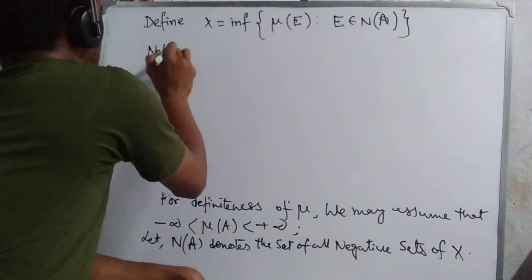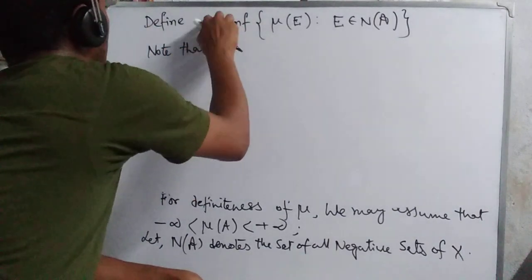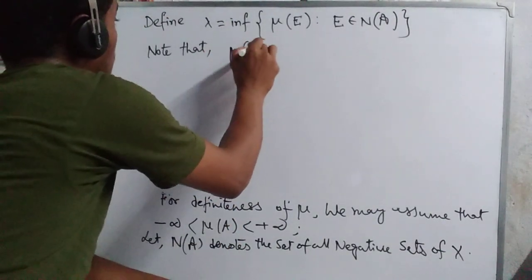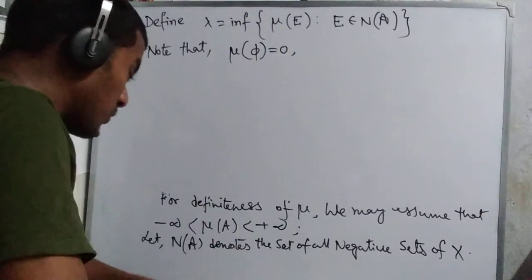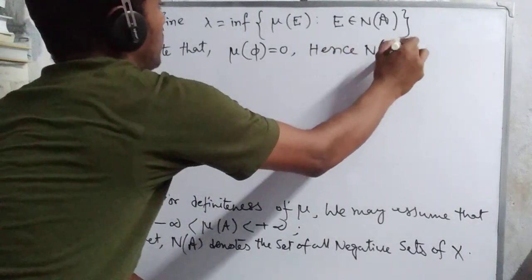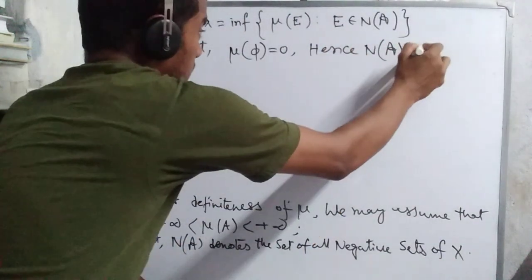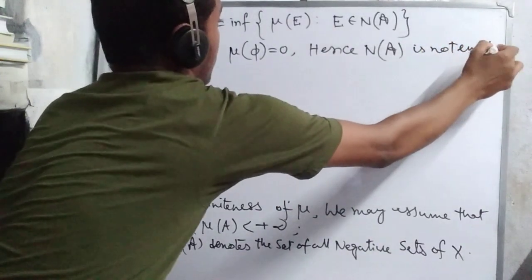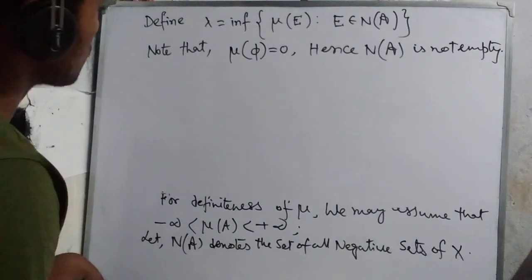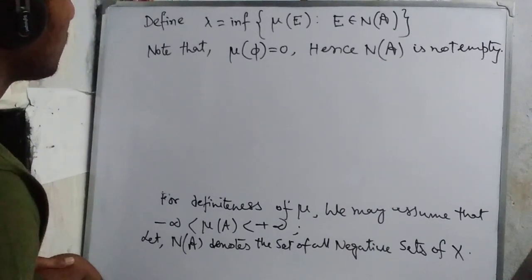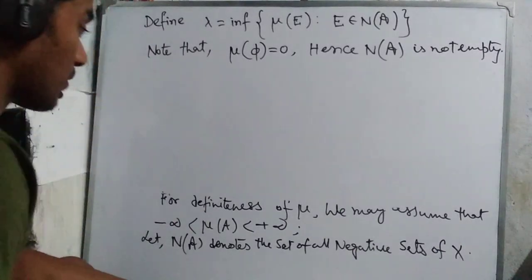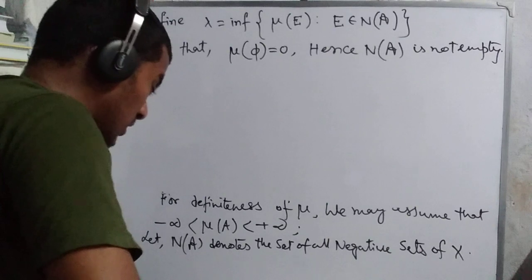Now note that μ(phi) equals 0, hence N of 𝒜 is not empty. Because μ(E) is less than or equal to 0 for negative sets and μ(phi) is 0, the set of all negative sets is not equal to phi.